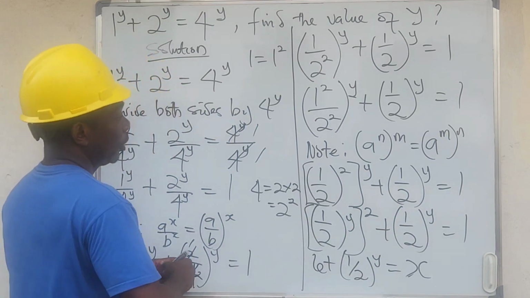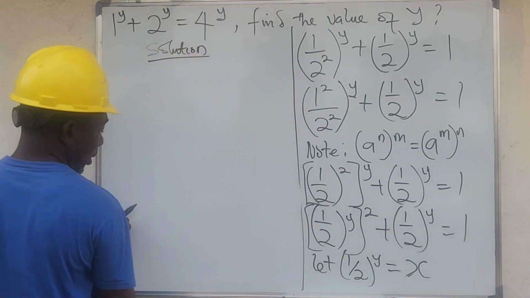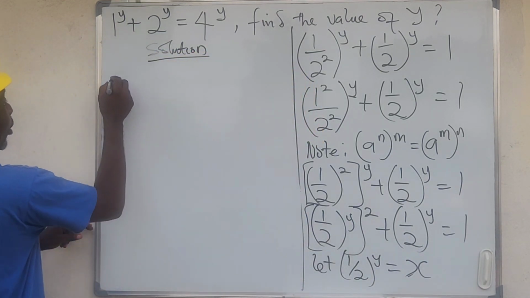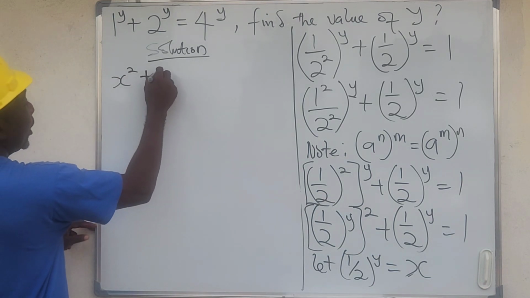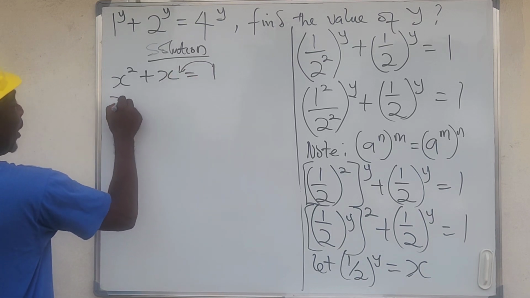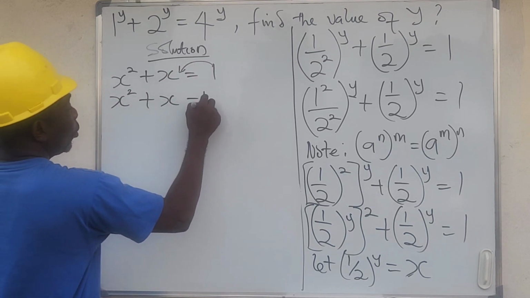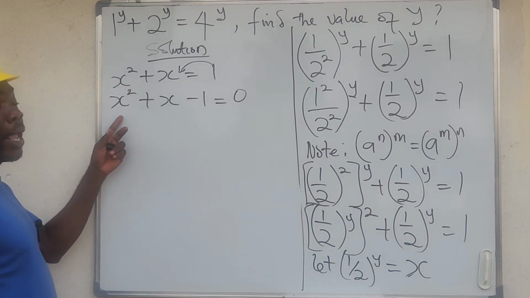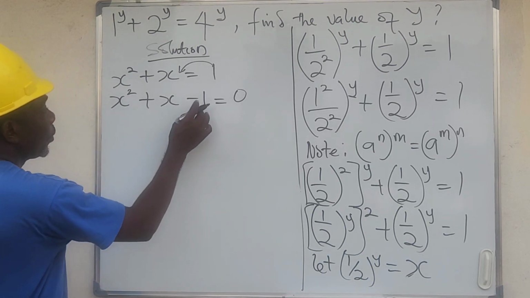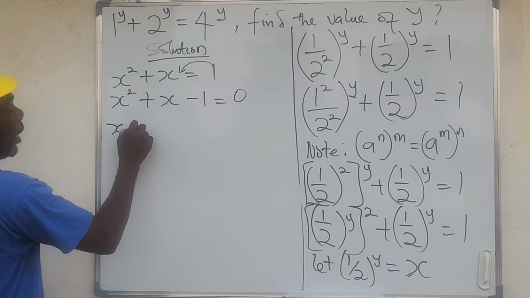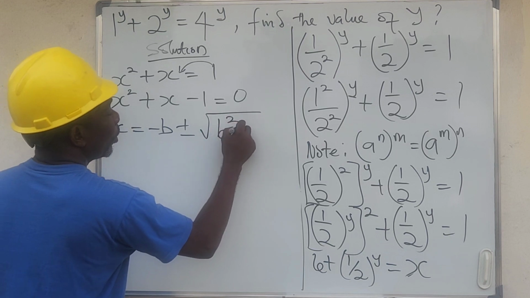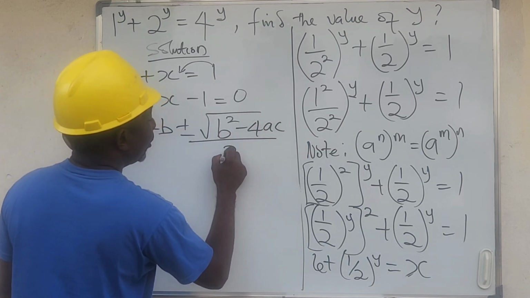So we clean this. So as we clean this, when we substitute x into here, it will become x squared plus x equals 1. This one can be transposed to the other side. So we have x squared plus x minus 1 equals 0. Here we will use the quadratic formula for us to find the value of x. So here, recall that we have x equals minus b plus or minus the square root of b squared minus 4ac all over 2a.